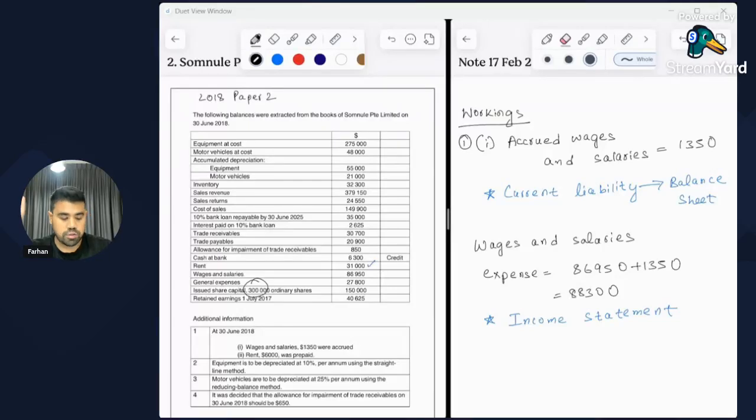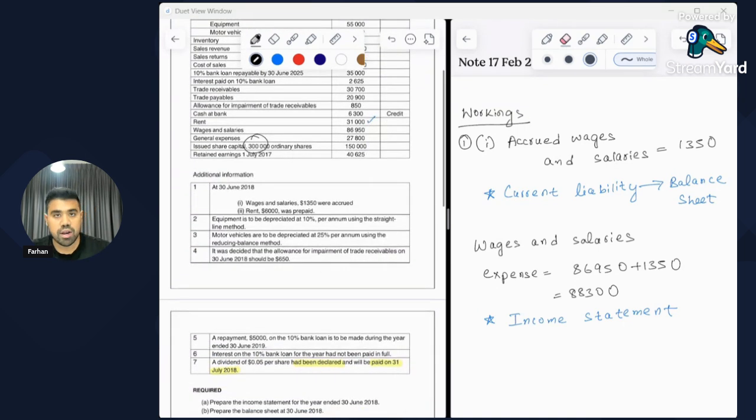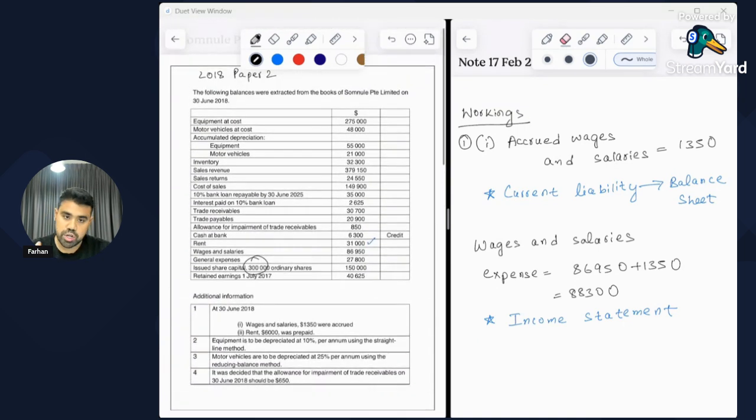Hello everyone. Today here we have a question from 2018 paper 2 main exam, and this question requires you to prepare the income statement and the balance sheet. What we will do for today's session is to know how to prepare the income statement by going through the question in depth and also understand all the workings that are involved. So let's start with the question now.